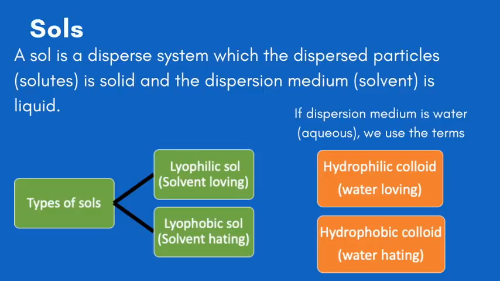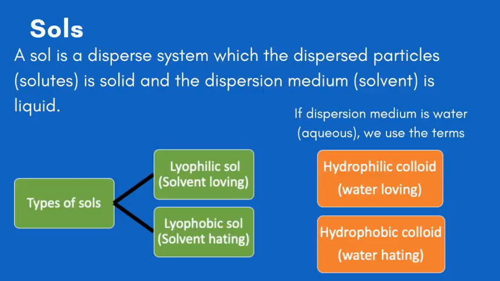Sol is a dispersed system in which the dispersed particles are solid and the dispersion medium is liquid. There are two types of sol. The first one is lyophilic sol, which is solvent loving, and the second one is lyophobic sol, which is solvent hating. It's easy to remember which one is which. Lyophobic, the word phobic means fear of something, so remember lyophobic is solvent hating. Therefore, lyophilic is the other way around.